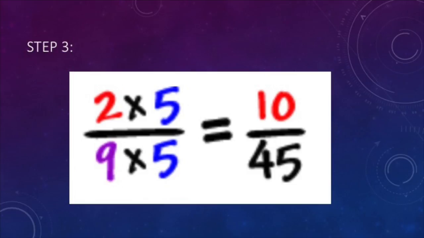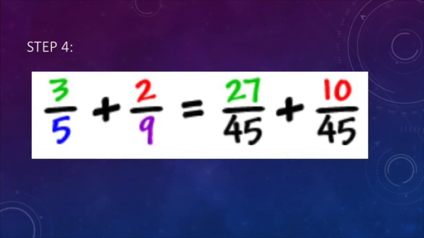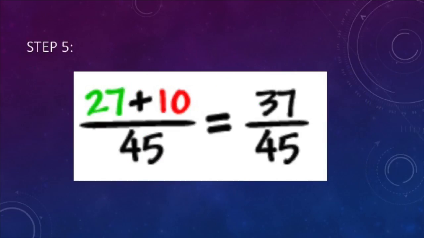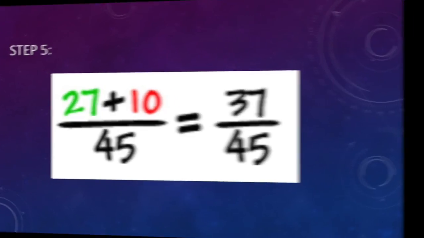You do the same for the 9 over 2. You multiply the 9 by 5 to get 45 on the bottom, and the 2 by 5, and you get 10 at the top of the fraction. Now we have 27 over 45 plus 10 over 45. Now the denominator stays the same, 45, and we add the 27 and the 10 together to get 37. Our answer is 37 over 45.